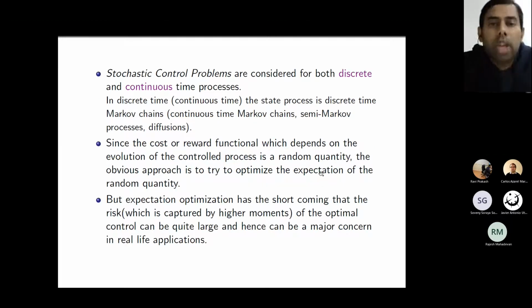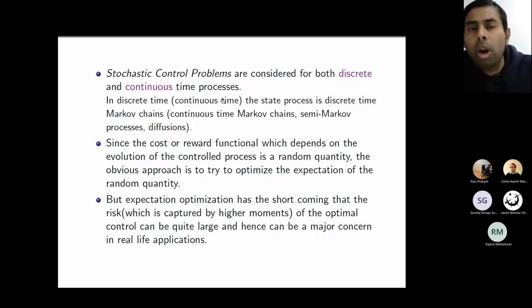Okay. Now, stochastic control problems are considered both for discrete and continuous time stochastic processes. In discrete time, generally the state process is a discrete time Markov chain, while in continuous time, the state process can be continuous time Markov chains, semi-Markov processes, or diffusions. Today we will be considering basically semi-Markov processes. I'll define in detail what a semi-Markov process is slightly later.